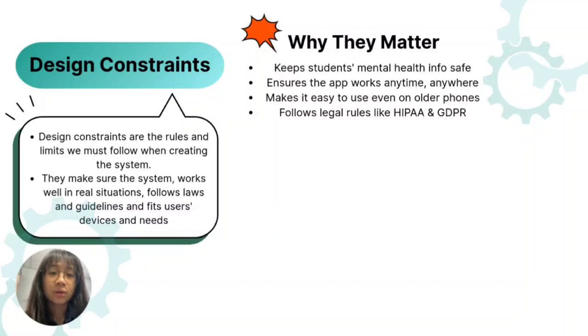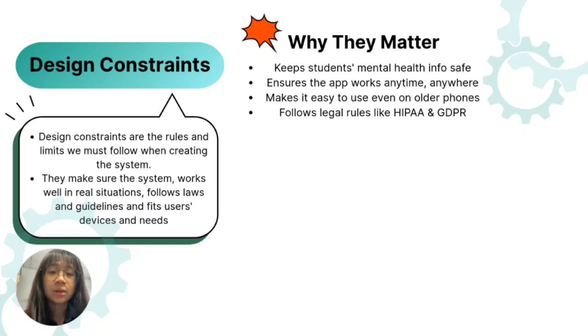There are a few types of constraints. The first is environmental. This means the system should work in different situations, like whether students are using campus Wi-Fi or mobile data at home. For example, it must work even in hot weather or areas with poor internet. The second is hardware. Not all students have the latest phones or laptops, so our system must run smoothly even on older devices like phones with just 2 GB of RAM.